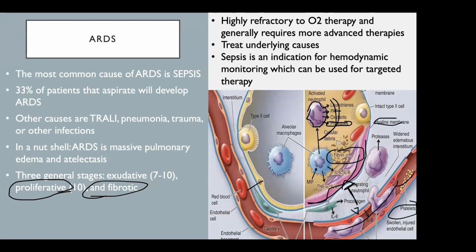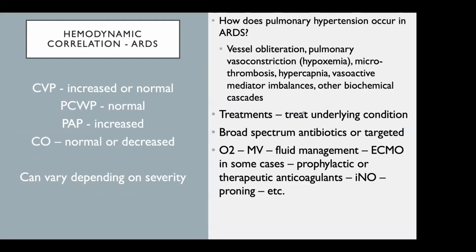So sepsis in and of itself, which again is the most common cause, is an indication for hemodynamic monitoring, which, when we're looking at hemodynamic monitoring with our CV patients or our med-surg or ARDS patients, whatever, we're looking at very targeted therapy. So what is the correlation with hemodynamics and ARDS? We look at our CVP, again, increased or normal. We just say normal for argument's sake again. Pulmonary capillary wedge pressure is normal. Pulmonary artery pressure is increased.